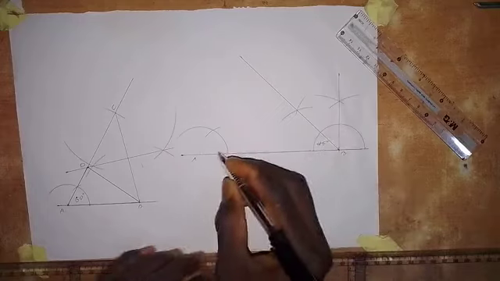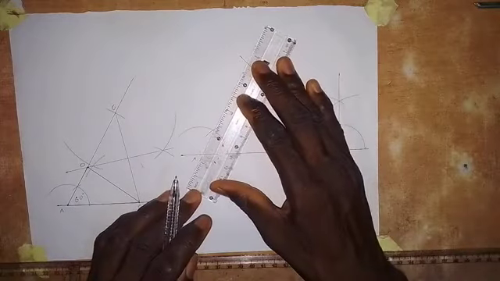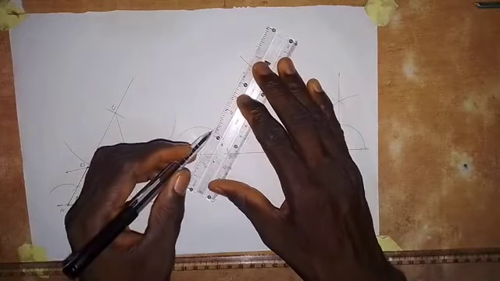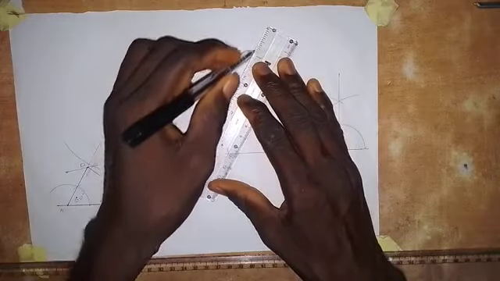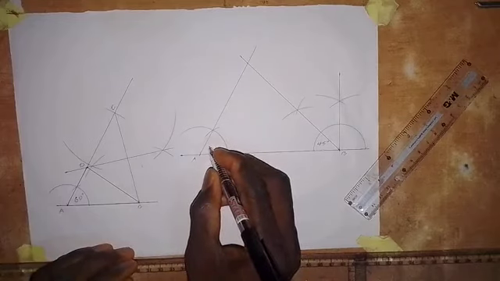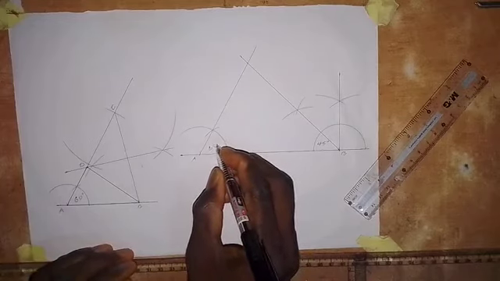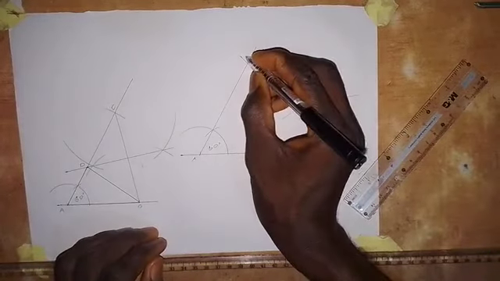Let's take note. From this point A, I will draw a line through this point where these two arcs intersect. I will draw like this. So here we have this, and this is angle 60 degree. This angle here is 60 degree. Let's call this point, point C.